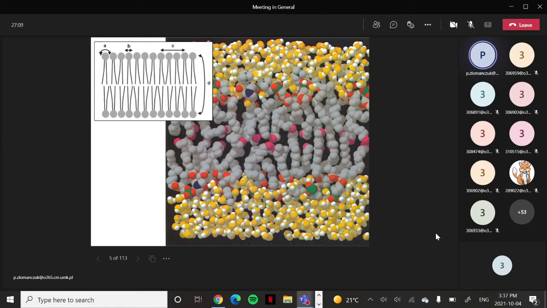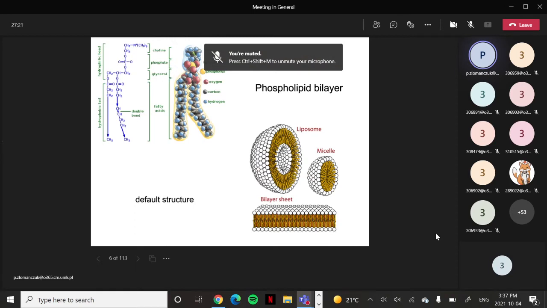cause them, if you have many of those phospholipids in a solute, like water or a solute containing water, to tend to spontaneously create default structures, which are either bilayers or micelles, small bubbles, or a little more complicated structures called liposomes.